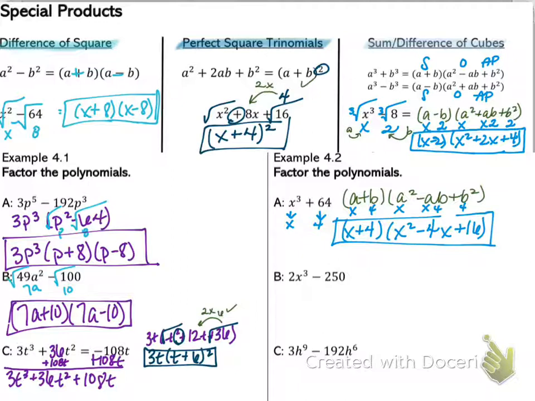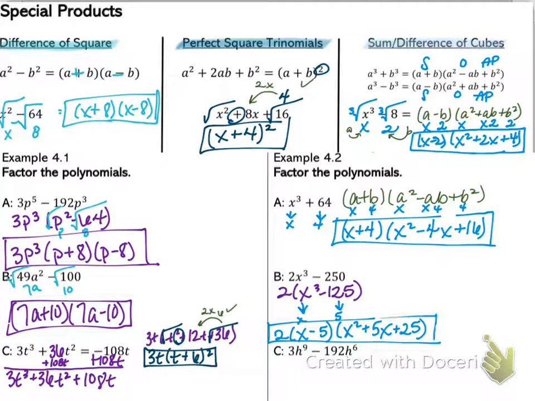Even if we have a GCF, we can still do the same process. Our GCF for this one is 2, so I'm going to factor that out, and then I'm going to do the same process again. This will give me x, cube root of this will give me 5. This is a difference of cubes, so it should say 2 times x minus 5 times x squared plus 5x plus 25. Note that I carried my GCF down, okay? So don't just forget about it just because you don't like it, okay?